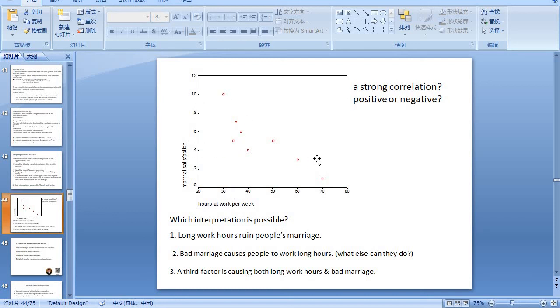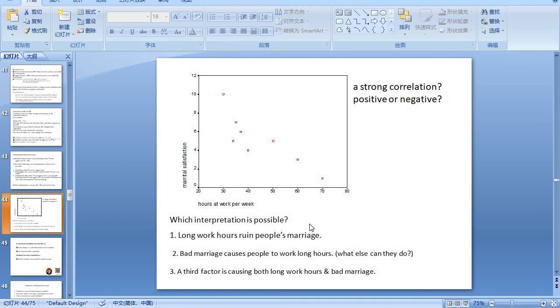And then you also measure each person's satisfaction with their marriage. How happy are you with your marriage? 0 to, say, 12. 0 means, no, I'm not happy at all, I want a divorce. But 12 means I'm really happy, this is the person I want to spend the rest of my life with. Suppose you find this pattern. This is a negative correlation. People who work long hours tend to have low satisfaction with their marriage.